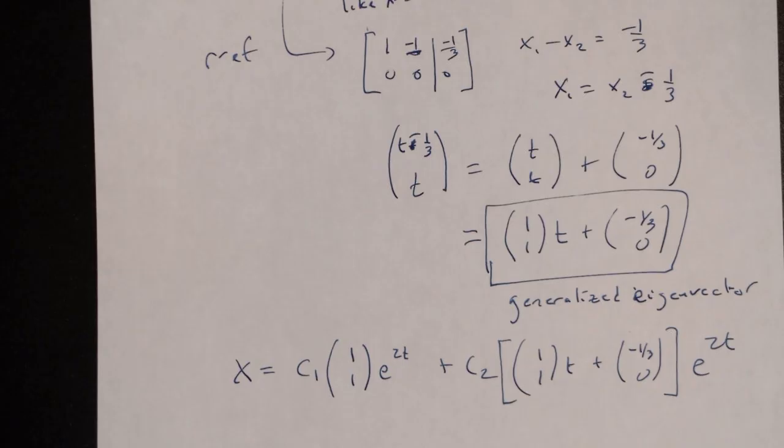And our phase portrait now looks like there's only one line where everything is going out. There are not two lines, there's only one. But everything around that one line is twisting because of this.